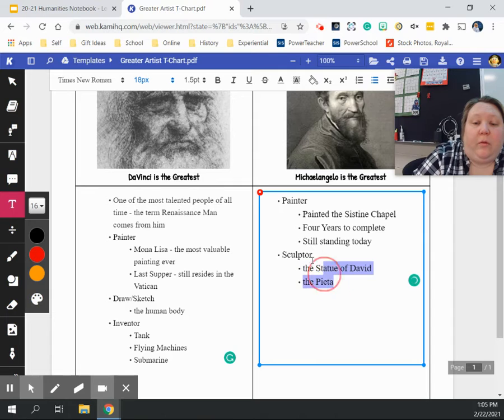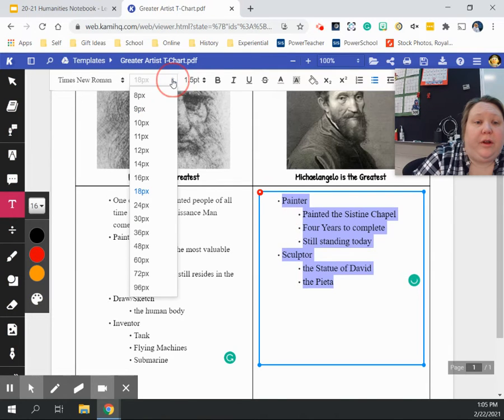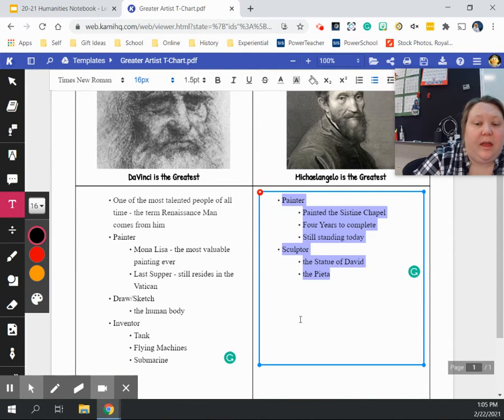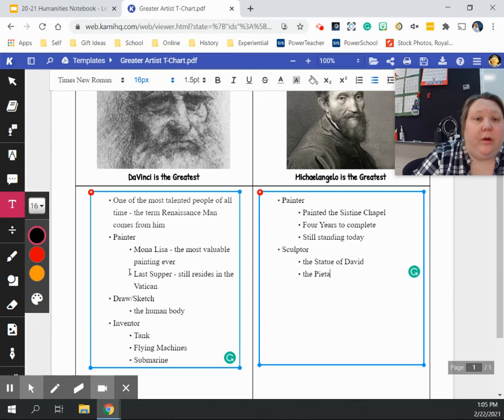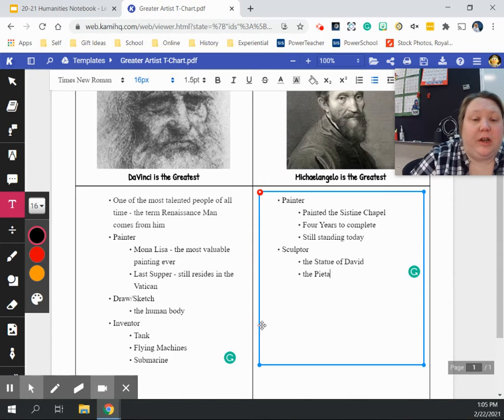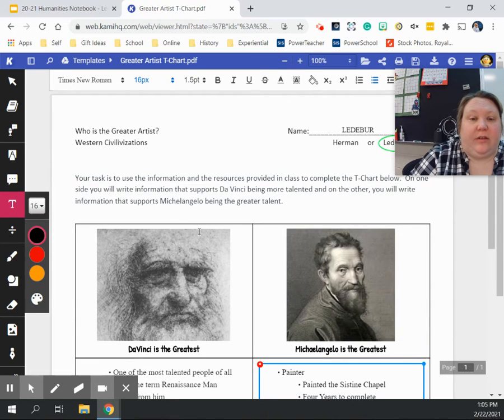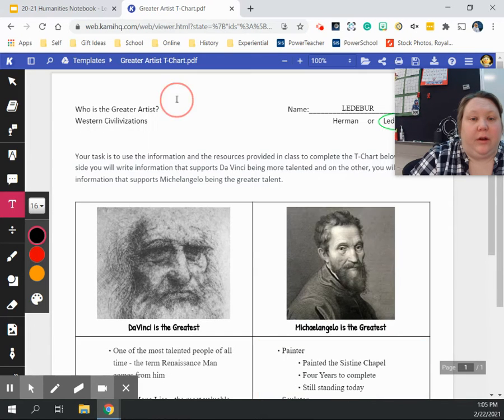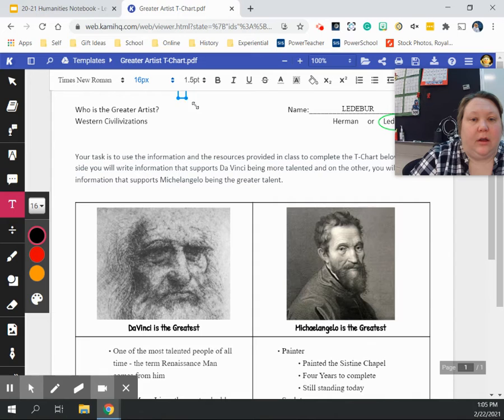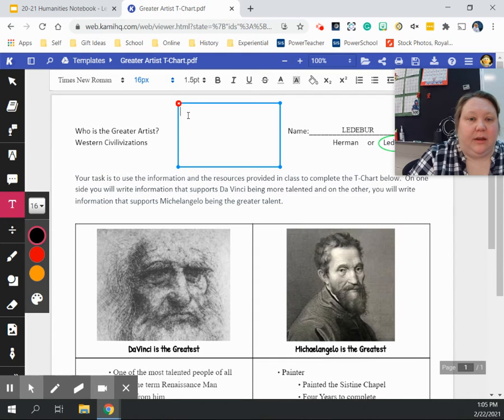Okay, so what I want you to do is you're going to do the exact same thing that I'm doing. You're going to go and look up some information about each one of these dudes, and you're going to decide in the end who is the greater painter, or the greater artist, I guess I should say. Once that's finished, I'm going to put another text box up here so we can put some ideas.